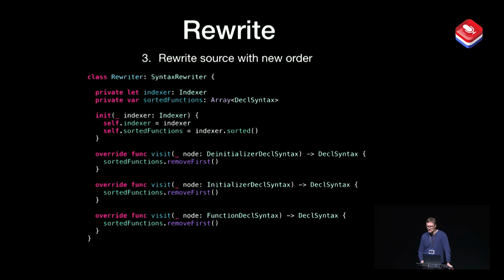Having that in place, I implement a rewriter that will swap functions with the ones from the sorted array. The number of functions didn't change, hence I iterate over the syntax tree and return functions one by one in my order. Nothing else changed. The body of the function is intact. It's just printed out in a different order.